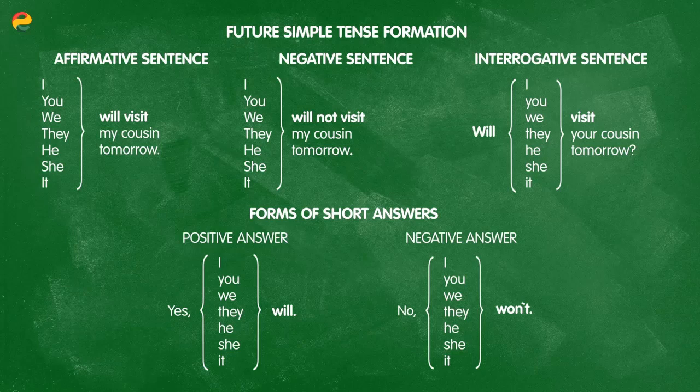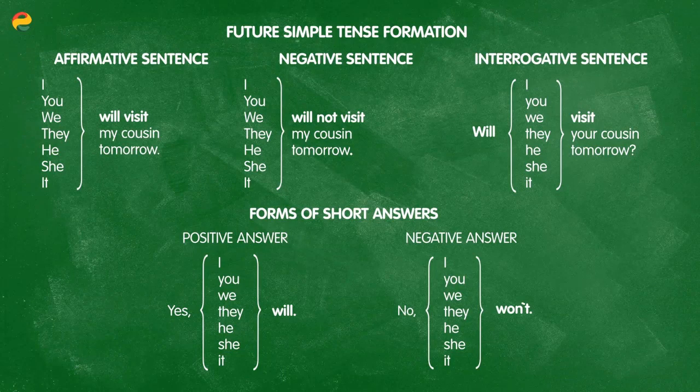To form an interrogative sentence, you simply move the word will to the beginning. For example, will he visit your cousin tomorrow? Or will they visit your cousin tomorrow? And some forms of short answers. To make a positive sentence, all you must say is yes, I will. Yes, he will, she will, they will. It's always the same.